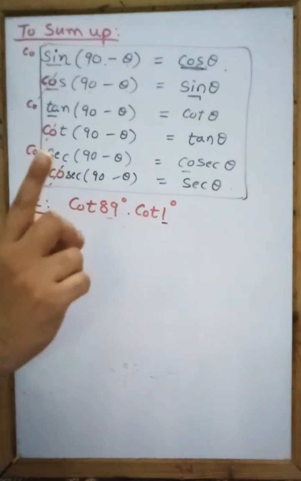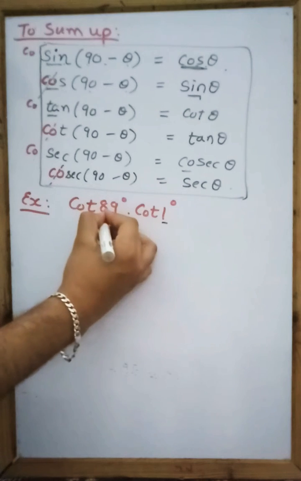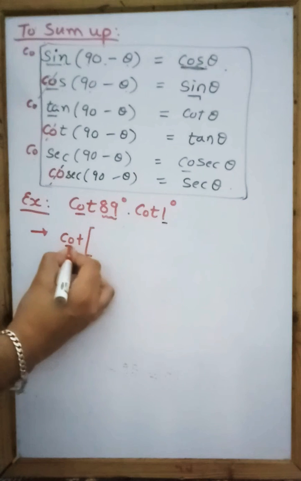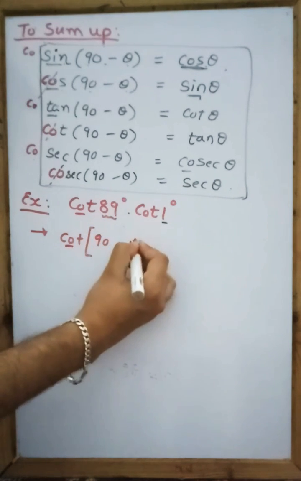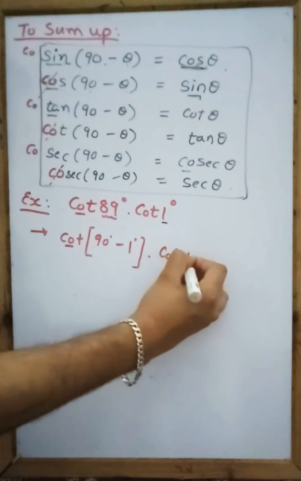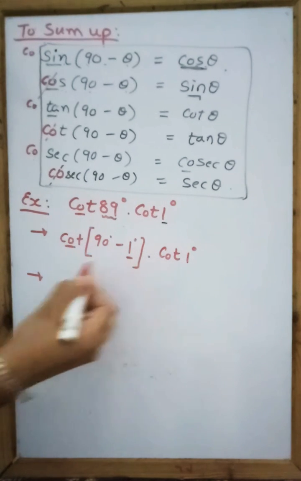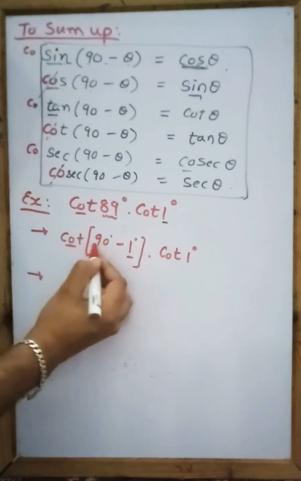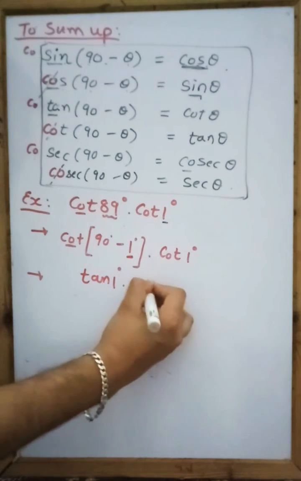So you write one of the two as 90 minus the other angle. For example, I can rewrite 89 as, so this can be written as cot of, cot will remain cot, we will not change it here. So cot of this 89 is 90 minus 1 degree, that is, 90 degree minus 1 degree, into cot 1 degree. Now over here I will apply the formula cot 90 minus theta is tan theta. So cot 90 minus 1 will become tan 1.